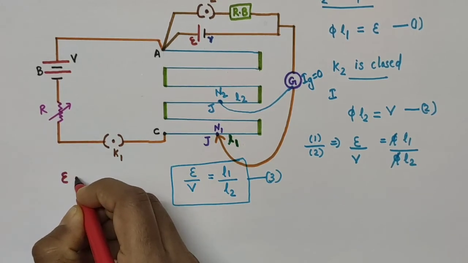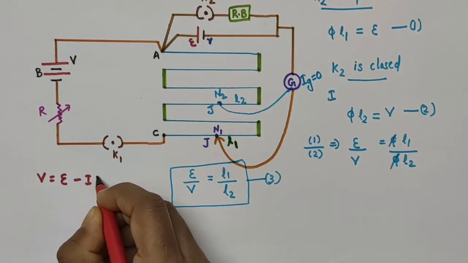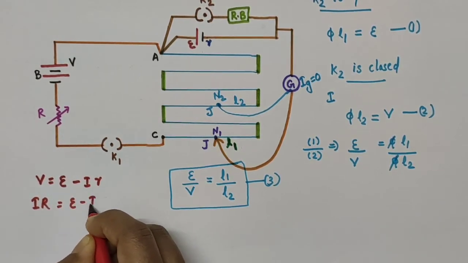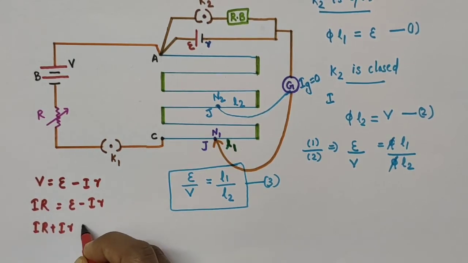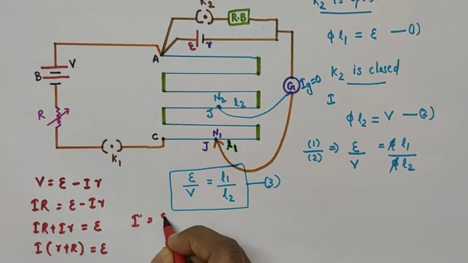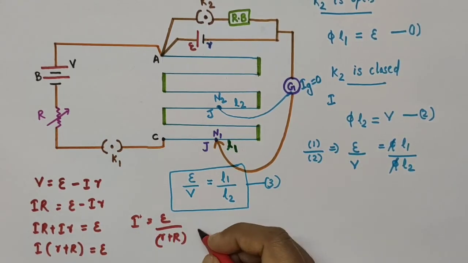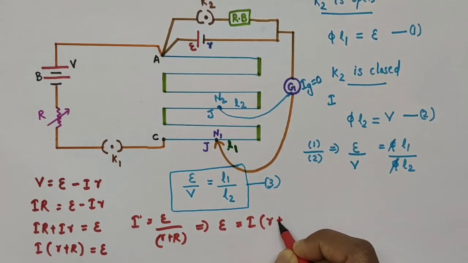Now we have one relation: the terminal potential difference V equals EMF E minus I into r. V can be written as I into R, which is equal to E minus Ir. When I take this minus Ir to this side, it becomes plus. So IR plus I into small r is equal to E. Then I is common, so I into R plus r equals E. Then current I will be equal to E divided by R plus r. So we have I equal to E by R plus r, or from this, EMF E is equal to I into R plus r.